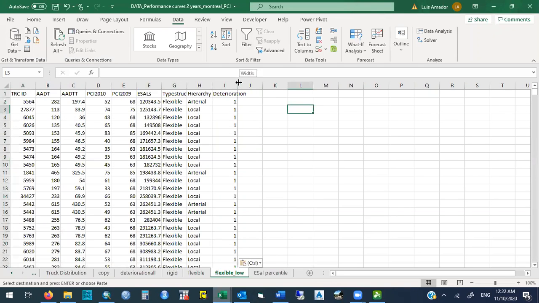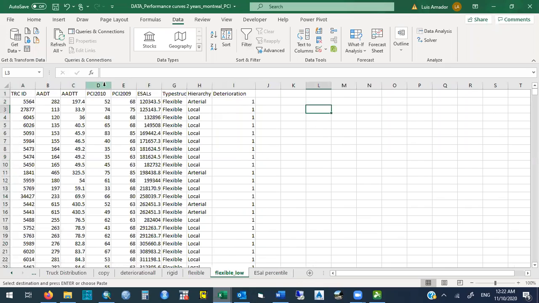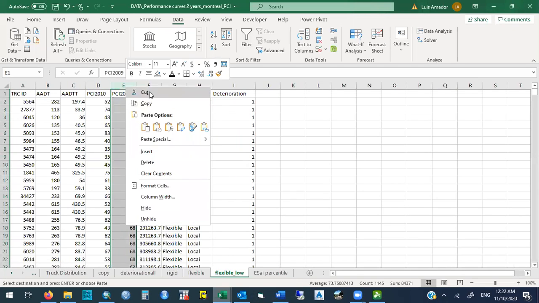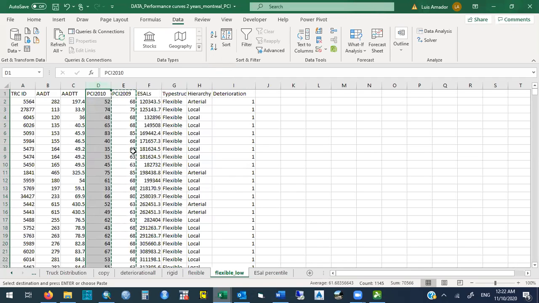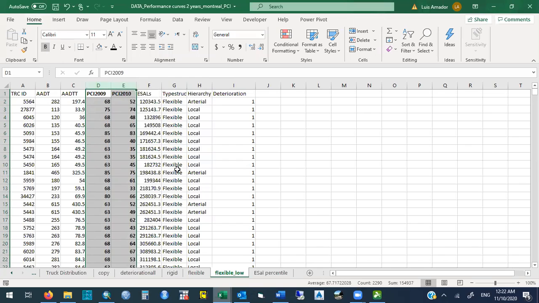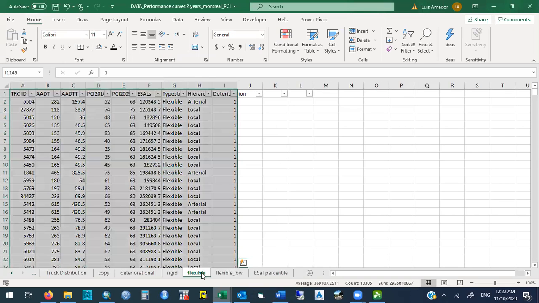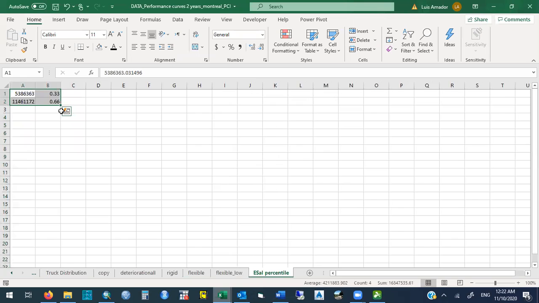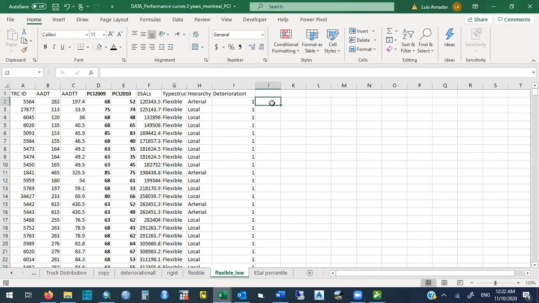Okay. Now for this one, we will have to go PCI 2009, PCI 2010. I don't like the fact that the columns are inverted, so I'm just gonna switch them. We're gonna work with these two columns. Evidently, we have to go back here and now separate the next percentile, which is from 583 to that. I'm not gonna do it. I'm gonna go ahead with the rest of the procedure for now. So this is all flexible and this is all low traffic intensity.